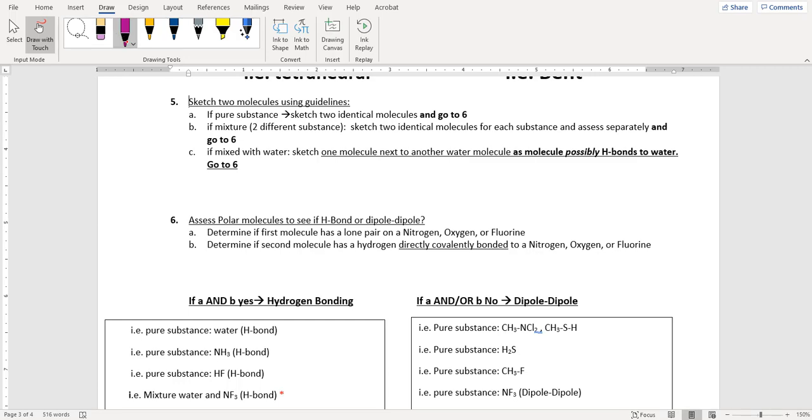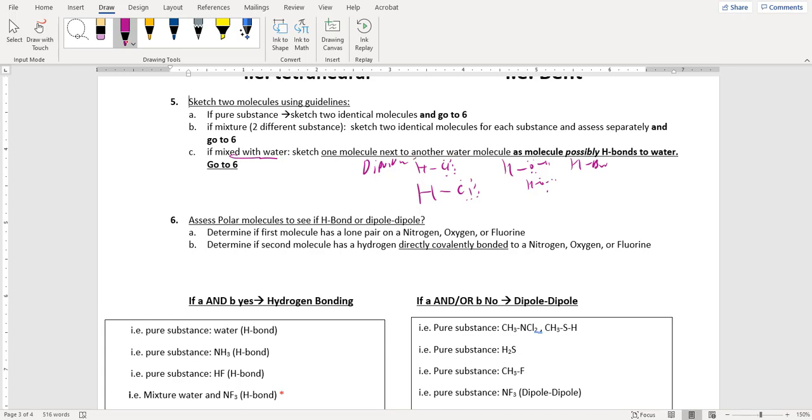Let's say hypothetically I have a mixture, only it's mixed with water, just like the one I just did. And we also have to take into account the interaction between those water molecules. So I'm just going to go ahead and do the same one that I did before. By itself, it would be dipole-dipole. Here is the water. By itself, it's going to be hydrogen bonding.